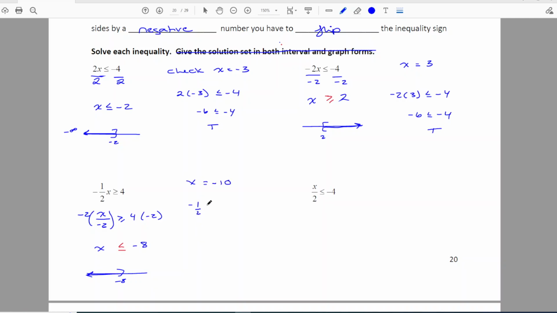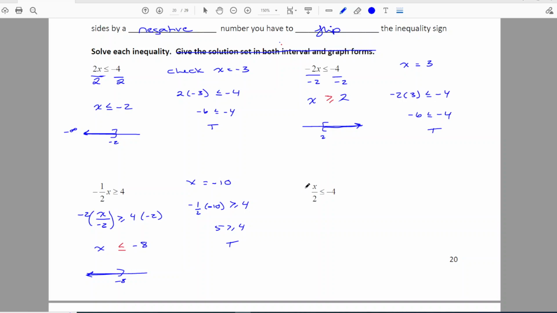Negative 1/2 times negative 10, is that greater than or equal to 4? Well, negative 1/2 times negative 10 would be 5, so it's true. But only because I flipped my sign. If it was the other way around, I would have been picking a value greater than or equal to negative 8, which wouldn't have worked.